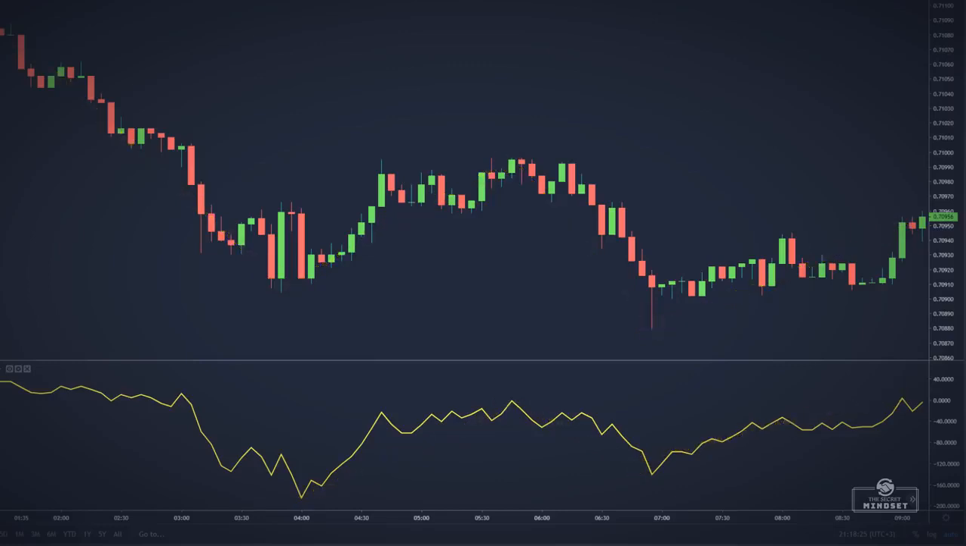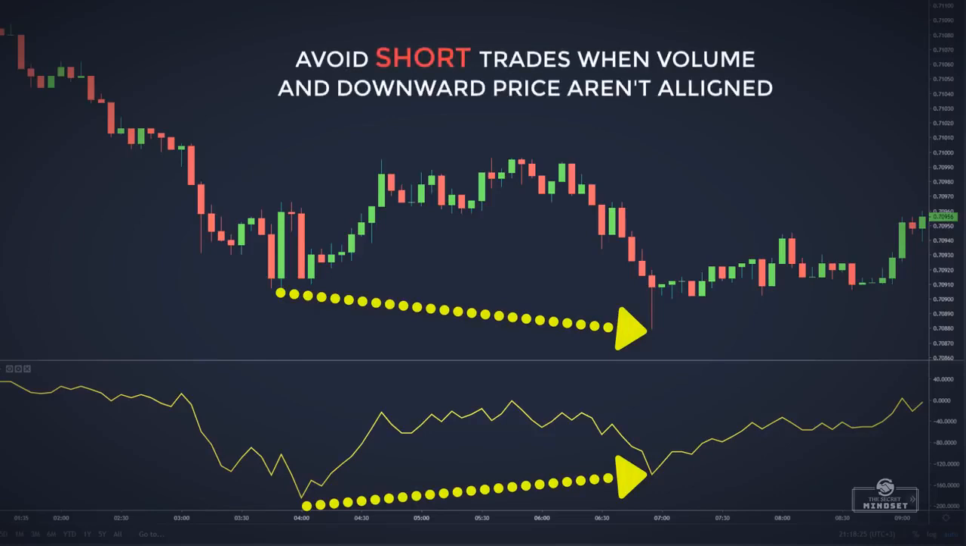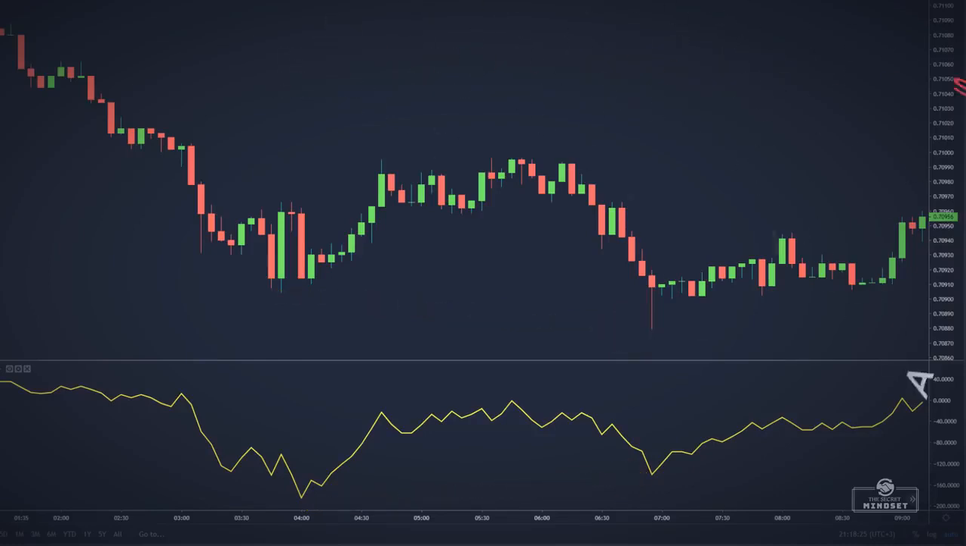So when you see a rising OBV in divergence with the downward price action, you should be careful adding short trades because the buyers are adding more positions on the market.